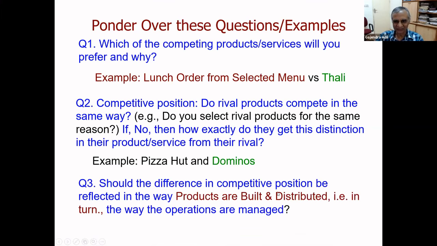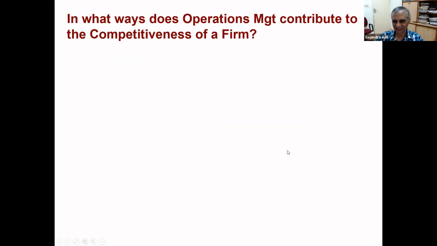Okay, so this is what we are saying. So should the difference in competitive position, that means the product you serve, the market you serve, and the basis you serve, all those things, should impact how you build and distribute product? That means how you organize your operations. So we are saying yes to this. All right. Now I'll discuss a little bit more on the basis of competition in the language of operations, not in the language of marketing. So that's the next topic we will take.